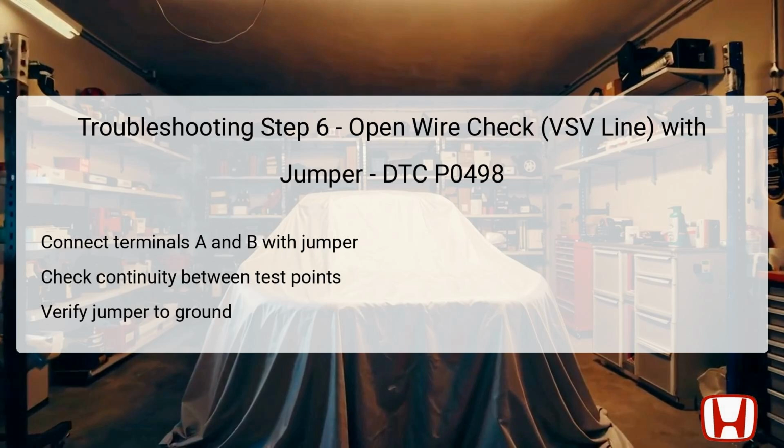The test verifies continuity between the jumper and the ground when the wire is open or broken. If continuity is established with the jumper in place and the system responds accordingly, wiring is confirmed intact. If no continuity is detected, or if the circuit behaves unexpectedly, the wiring leading from the PCM to the vent valve is likely damaged or faulty, requiring repair or replacement.